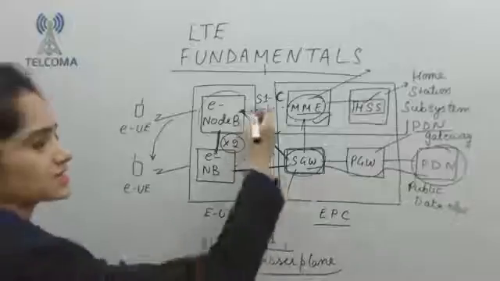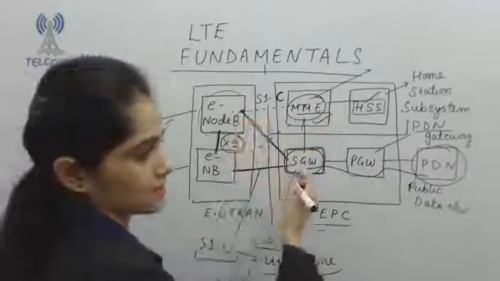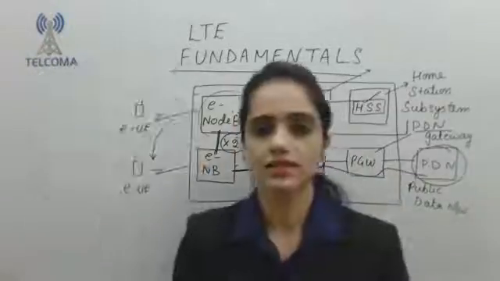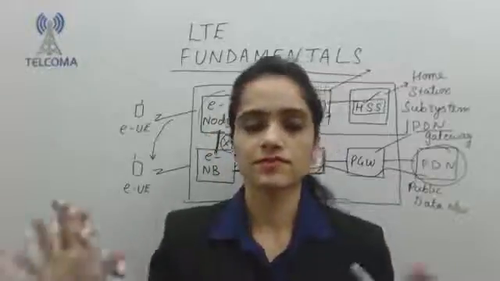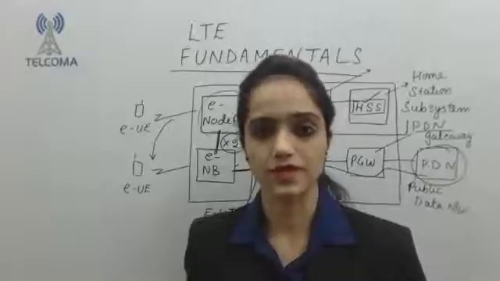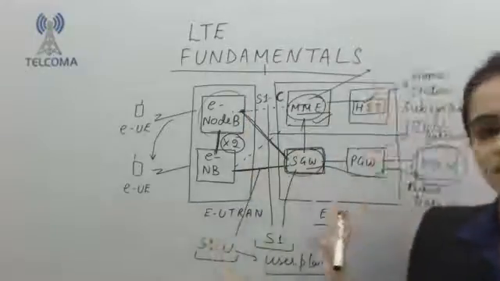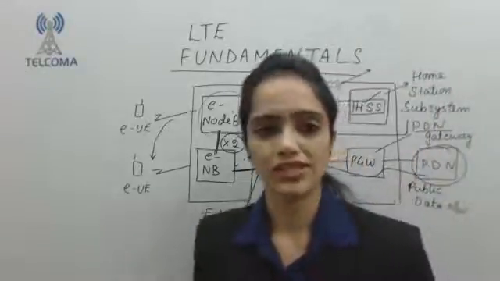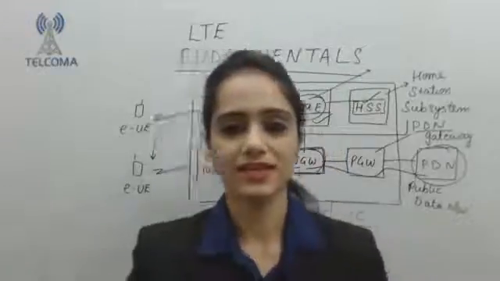So simultaneous signaling and simultaneous data transmission is there in 4G networks. That means simple architecture and faster handover, which is the requirement of my 4G networks. So this is the basic architecture of LTE 4G that we have discussed. Thank you so much.